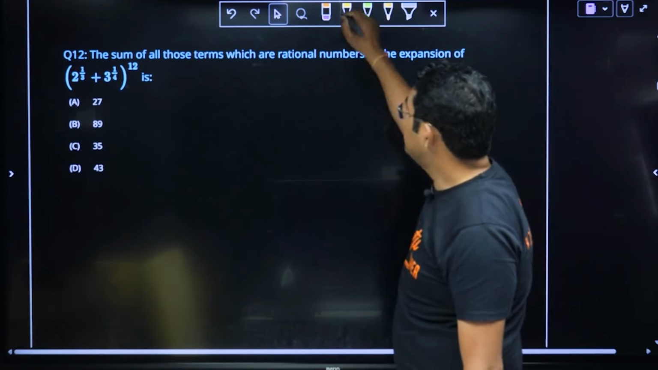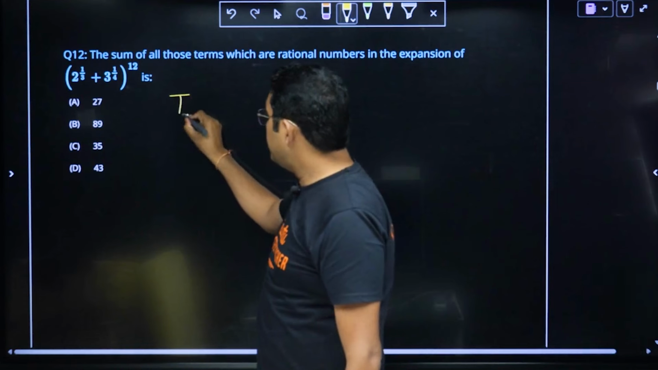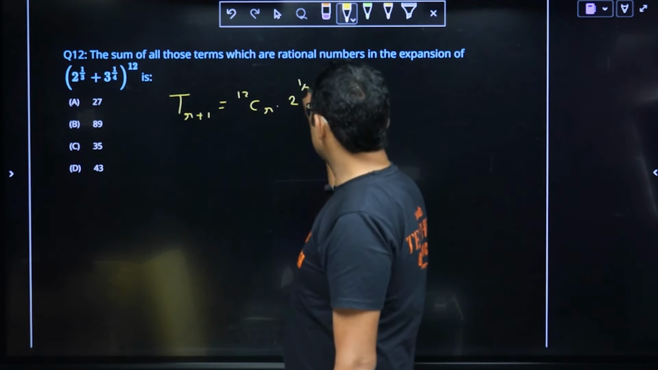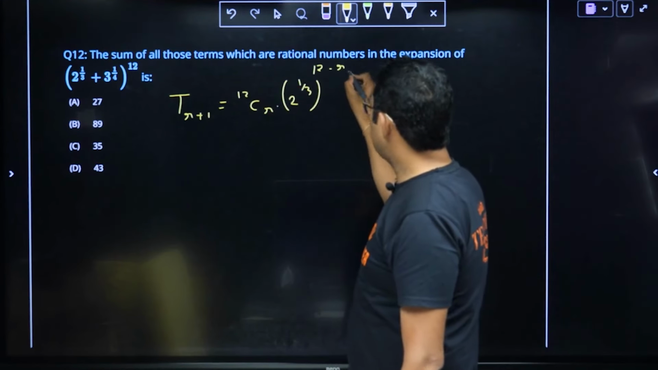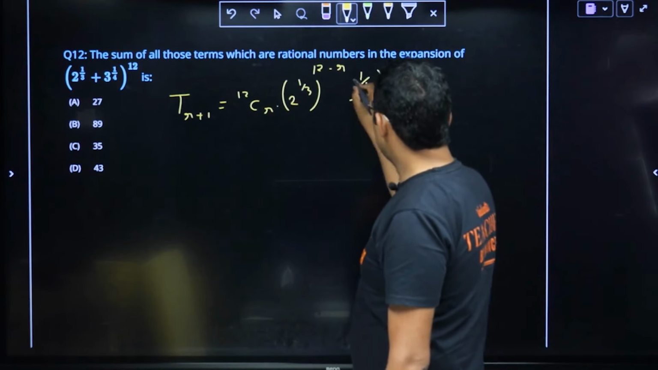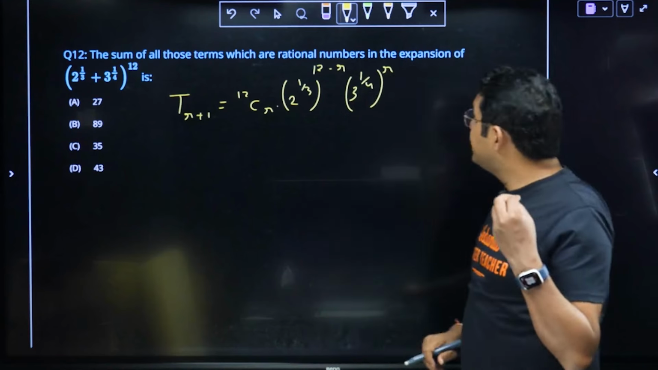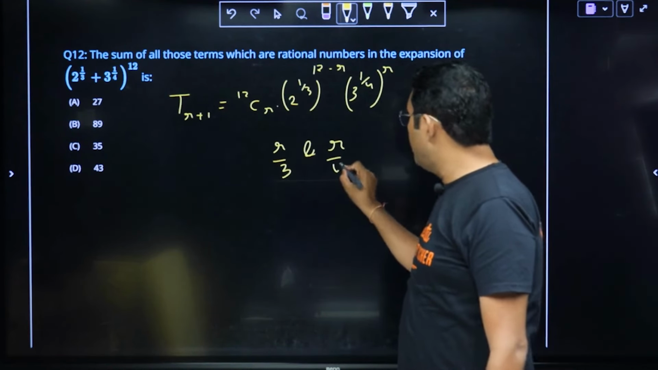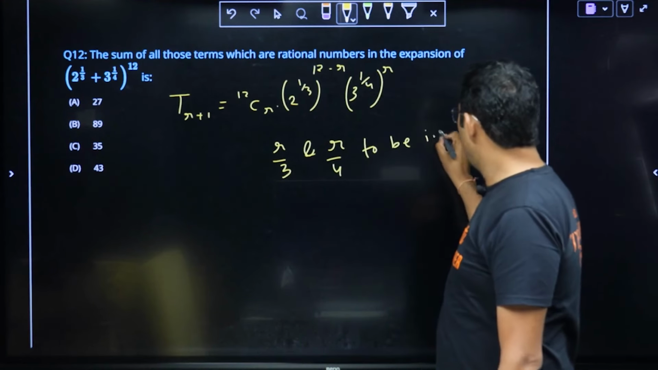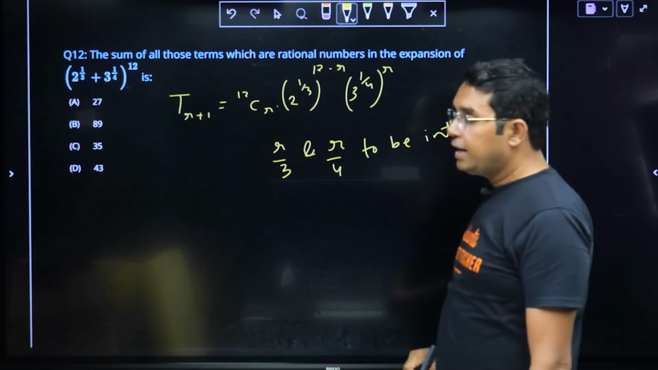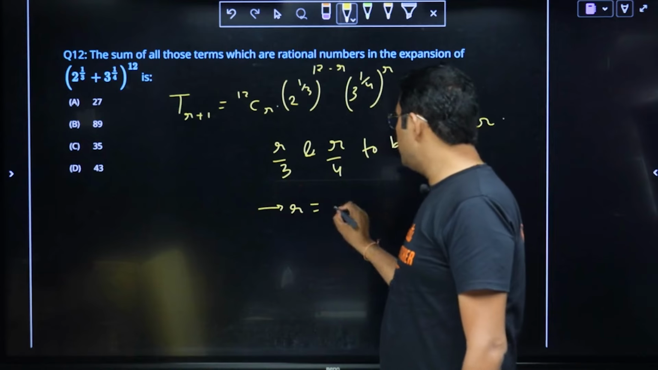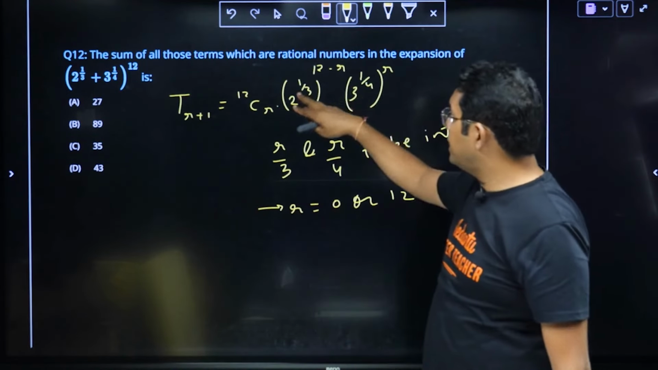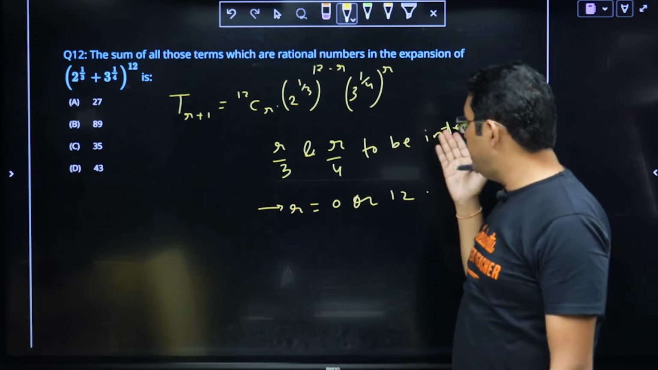Sum of all those terms which are rational. Here, if I write the general term, that is T(r+1), it is 12Cr into 2^(1/3) to the power (12 minus r), and 3^(1/4) to the power r. Now, to get a rational term, I need r/3 and r/4 both to be integers. But you can see they can be integers only if r is equal to 0 or r is equal to 12, because the maximum value of r can be 12 and the minimum is 0. So r can be either 0 or 12.